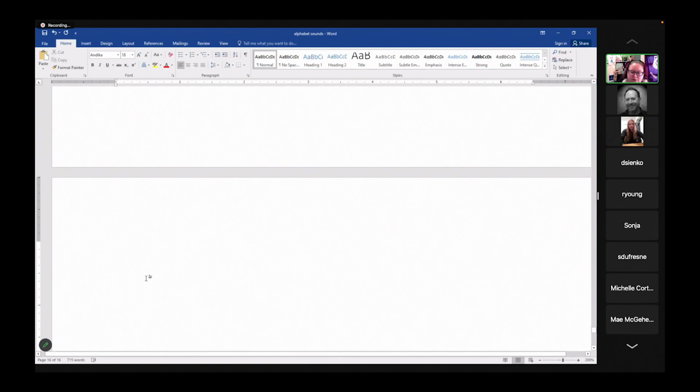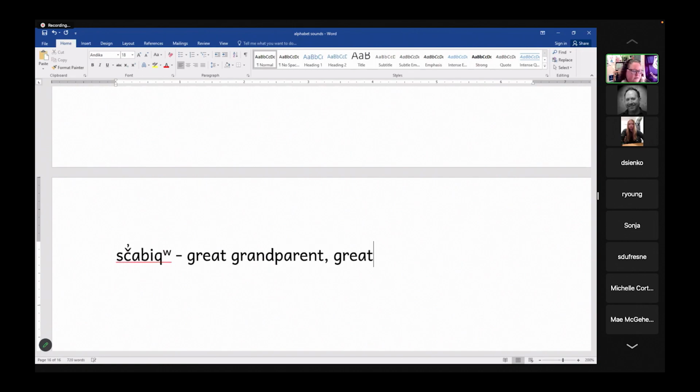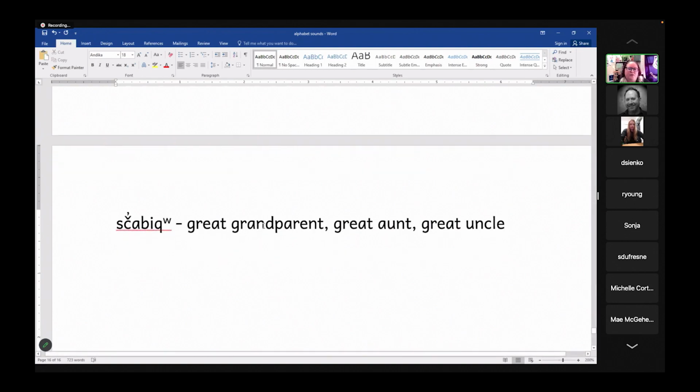So, whoops, how are we going? Next, we have Abi. Abi. Great grandparent. Great aunt. Great uncle. And I think in some cases, even great grandchild. So we don't have separate words for great grandparent, great aunt, great uncle. We just have this one word, abi.